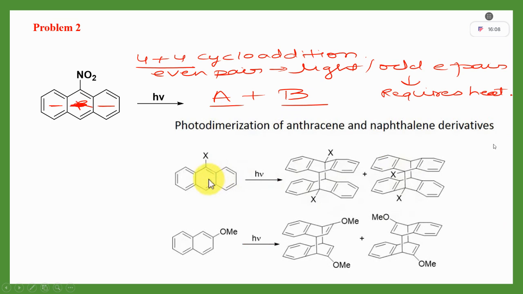If you have gone through Sir's lecture, Sir has told that whenever you have a substituent on the middle ring of anthracene, when it undergoes photochemical condition, it gives the 4 plus 4 cycloaddition product. And we can see that this 4 plus 4 cycloaddition can take place in two ways. Yes or no? One is head to head, and another is head to tail.